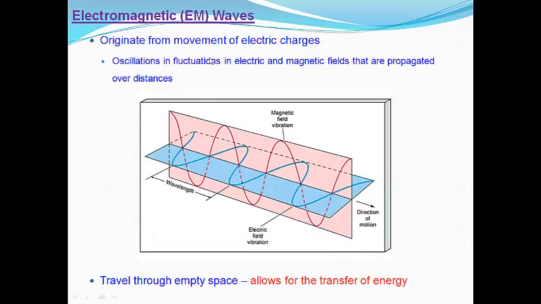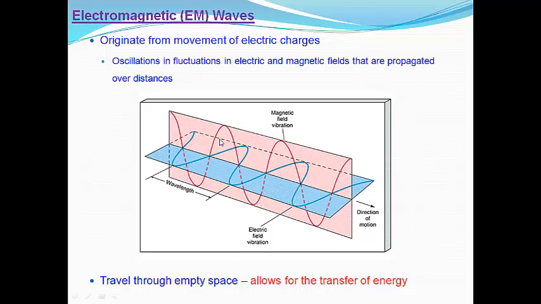Now, electromagnetic waves are another form of wave, and since light is a form of electromagnetic wave, you need to understand some characteristics of the electromagnetic wave. This type of wave originates from the movement of electric charges, and those of us who have done some physics should know that the movement of an electric charge basically results in the generation of a magnetic field and an electric field. And so in an electromagnetic wave, you have the movement of an electric charge, and that electric charge basically results in oscillations and fluctuations in both an electric and magnetic field, and these two fields, which are oscillating as a wave, are propagated over a particular distance.